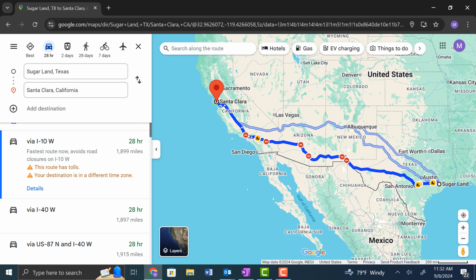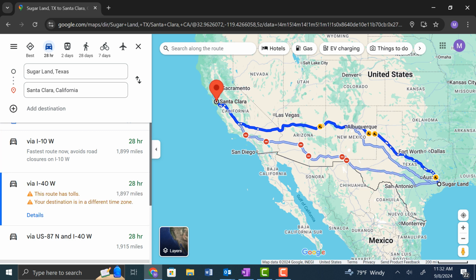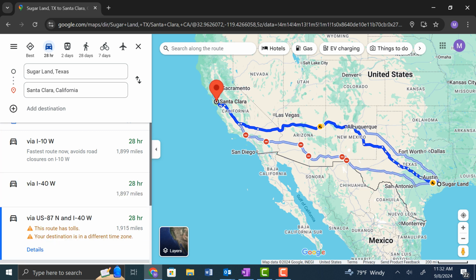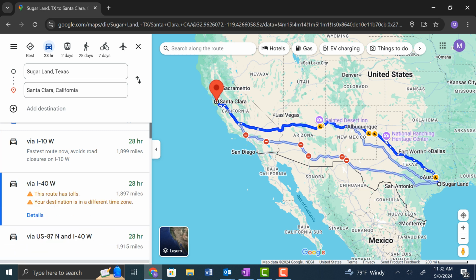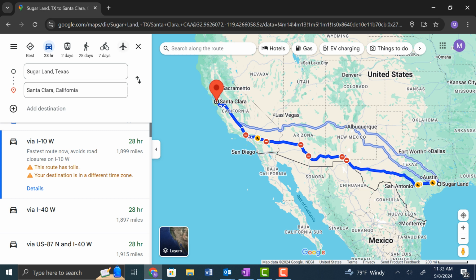Sometimes it's 27, sometimes it's 26 hours if there's not that much construction there. It's 1899 miles. But we could see here, there's this option via I-40 West, 1897 miles. So maybe we can go that one. And so I asked my kids, which one of these are the fastest? And they'll usually go, the I-40 West looks fastest. When this shows 27 hours, this seems the fastest.